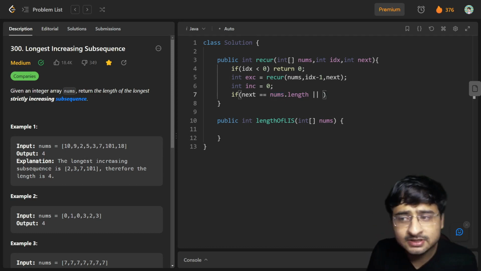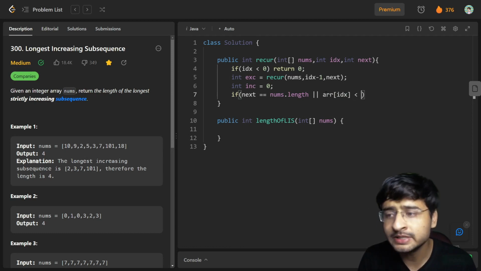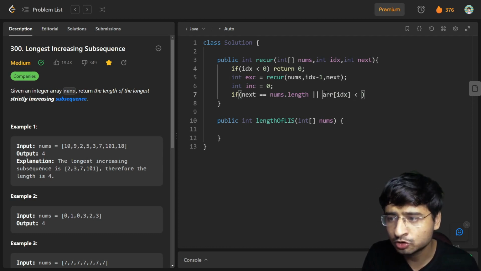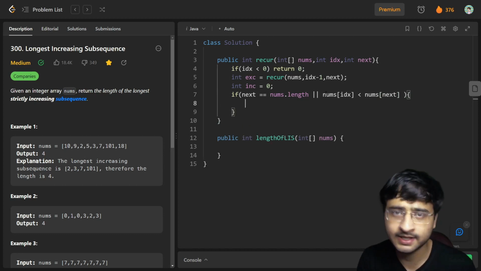Or if there is a next person after me, ARR of IDX, I should be smaller than that person, right? I should not write ARR here. I should write nums here. The person standing on this particular index, my index should be smaller than the person on next index. Then only I can get included.